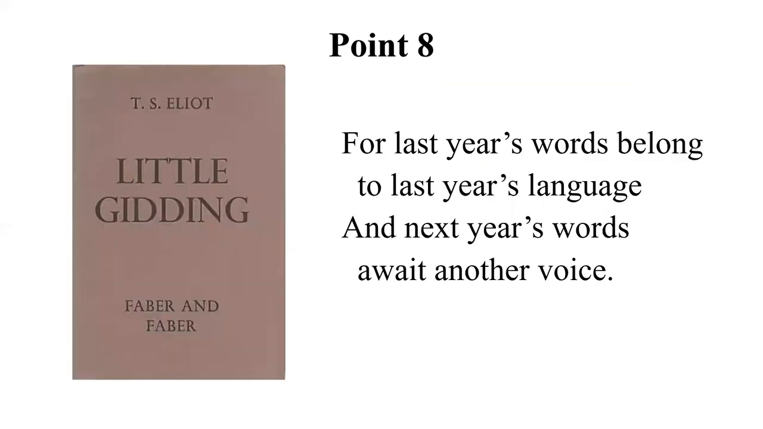Then point number 8, from Little Gidding. For last year's words belong to last year's language, and next year's words await new voice. Another beautiful line. So whenever you come across these lines, you have to make a point. Now you have a lot about T.S. Eliot, and now it's easy because you're not just wandering on the surface. Little Gidding, in the sense Four Quartets. All the things under Four Quartets, and also some of the major lines, major quotes from those poems.